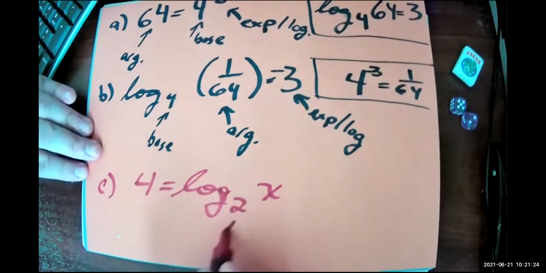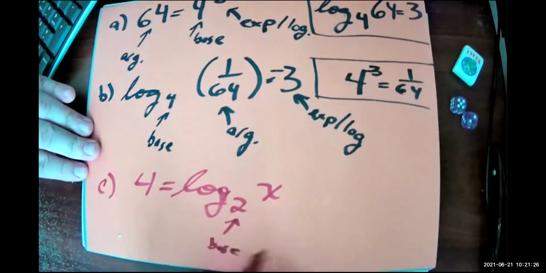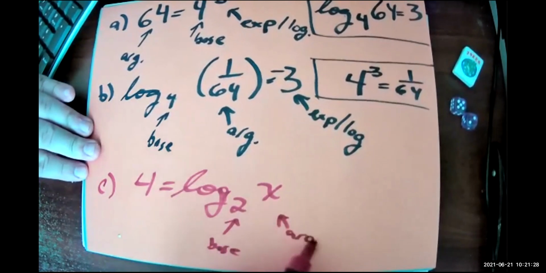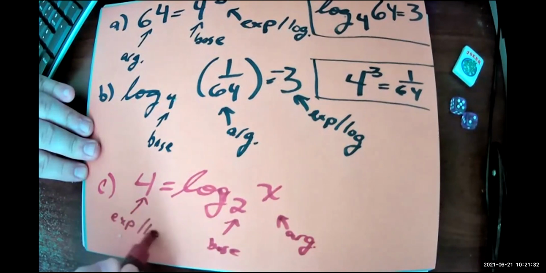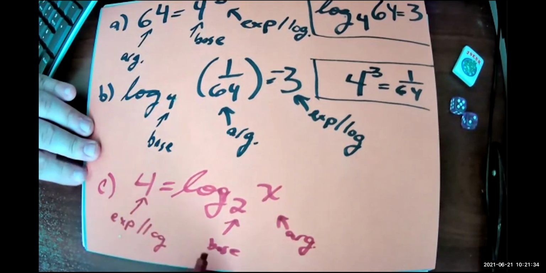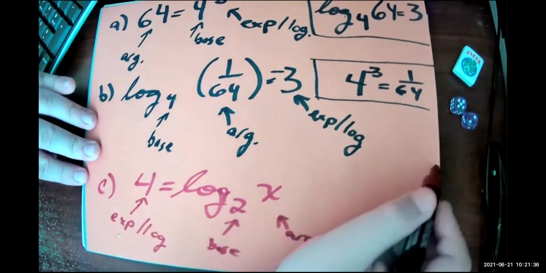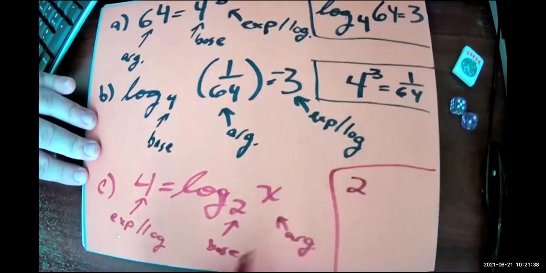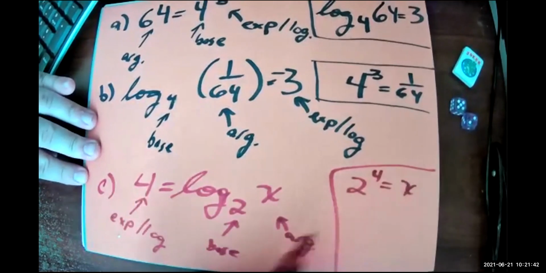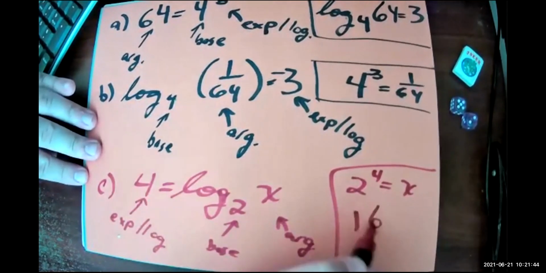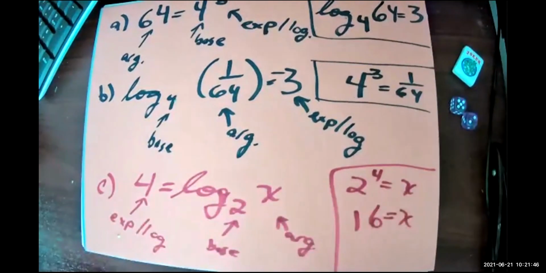and see if you can make sense of it. Here we have a base of 2. We have an argument of x. And here we have an exponent, or log, of 4. So what we could say is the base 2 to the power, or exponent, of 4 equals x. Looking at it now, I think it's clear 16 is the answer here. Does it make sense?